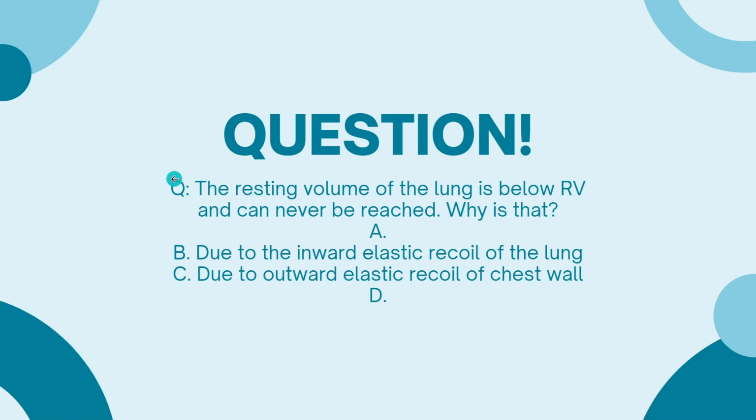Now, as for a final question: the resting volume of the lung is below residual volume. See, this is why I was using abbreviations the entire lecture. It's because actual exams use abbreviations. Okay, so it's below residual volume and it can never be reached. Why is that? Due to the outward elastic recoil of the chest wall. As we just said, the chest wall limits the maximal exhalation, which is why we can never reach the resting volume of the lung.